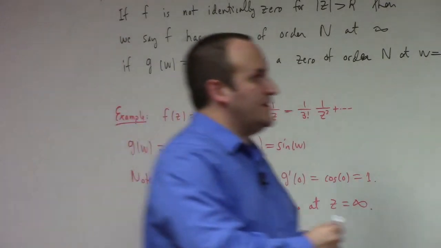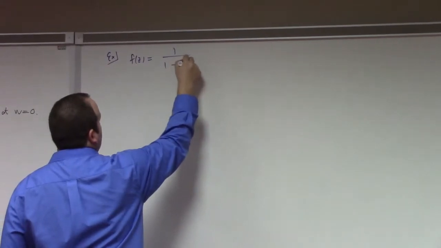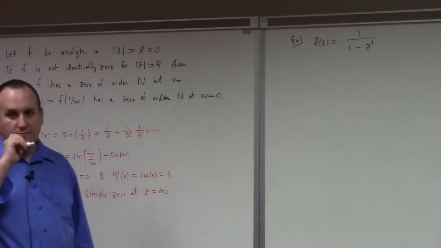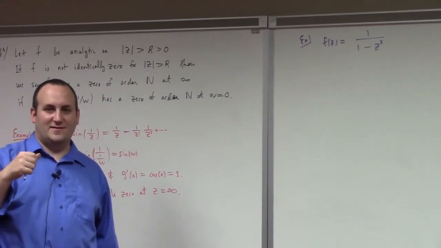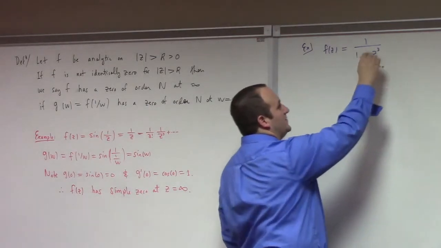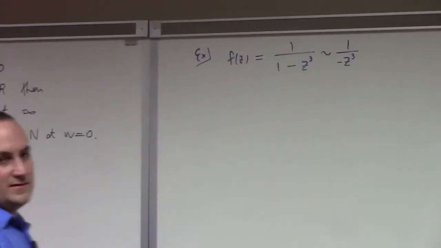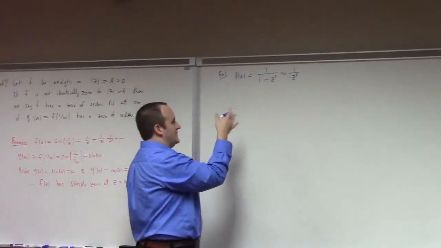This next example is kind of neat. Let's see here. So look at f of z equals 1 over 1 minus z cubed. So if you look at this intuitively, what happens if z is huge? If you think about z being huge, this is essentially just 1 over z cubed, right? If z is absolutely gargantuan, intuitively speaking, this should be like 1 over z cubed. So we expect that this has a 0 of order 3 at infinity. That's just an intuitive argument.